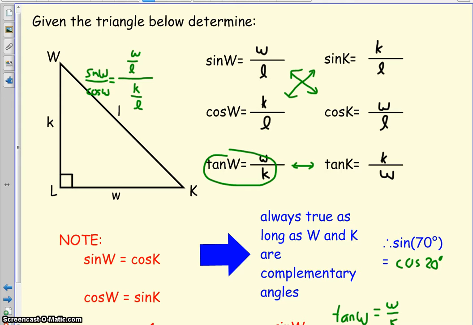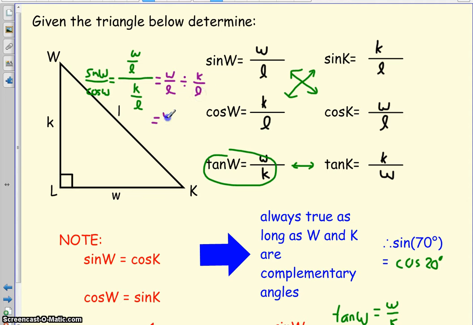So you might be able to see right away that the L's here are going to cancel out, but in case you don't, what I'm going to do is write this division in a more traditional way for writing out division of fractions. So W over L divided by K over L. I haven't actually changed anything here, just rewriting the division in a different way.